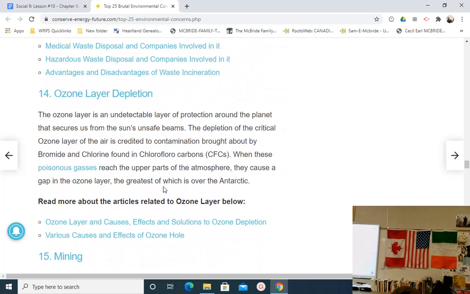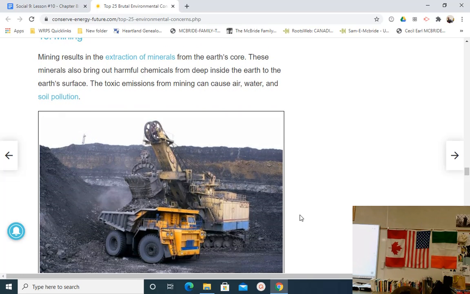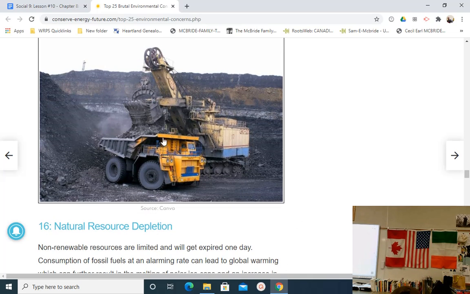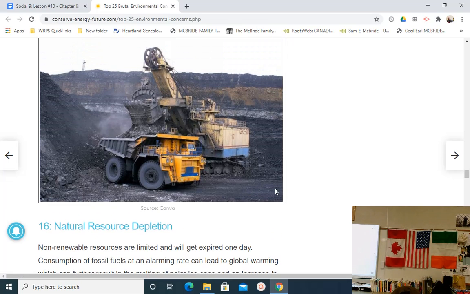Ozone depletion is less of a concern than it once was, because we identified the problem with CFCs and we started to address it. But when ozone depletion was even a bigger problem than it is today, we saw a spike in things like skin cancers. Mining results in the extraction of minerals from the Earth's core. These minerals also bring out harmful chemicals from deep inside the Earth, which can toxify the air, water, and soil. There's some mining very similar to what you'd see in Alberta's north.